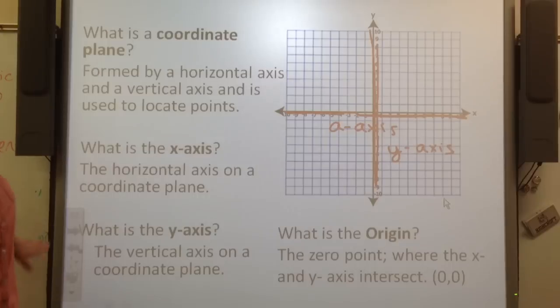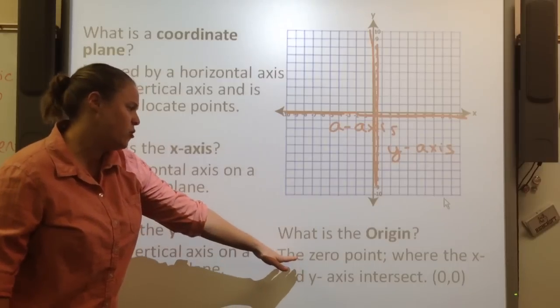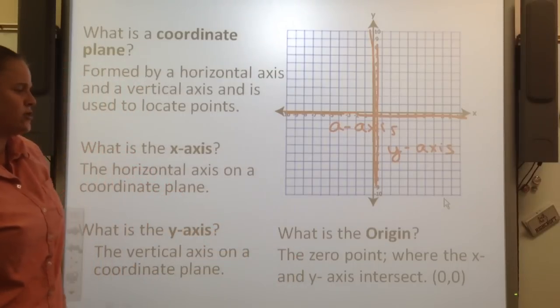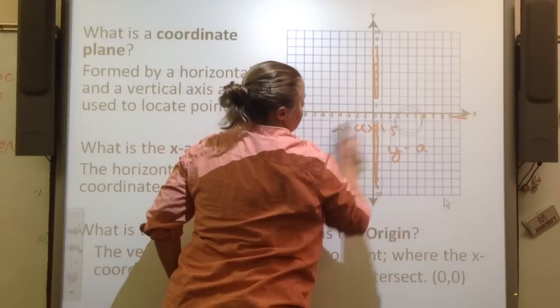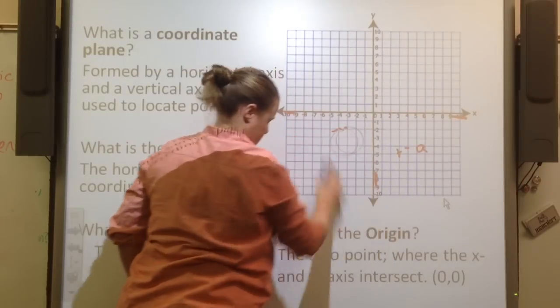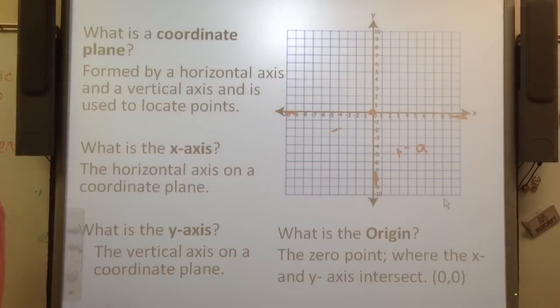Okay. Our next note is, what is the origin? This is the 0 point where the x and the y intersect. So right here in the middle, that is the origin. So I'm going to step away so you can have a full view of the screen, and then you can push pause to take notes.